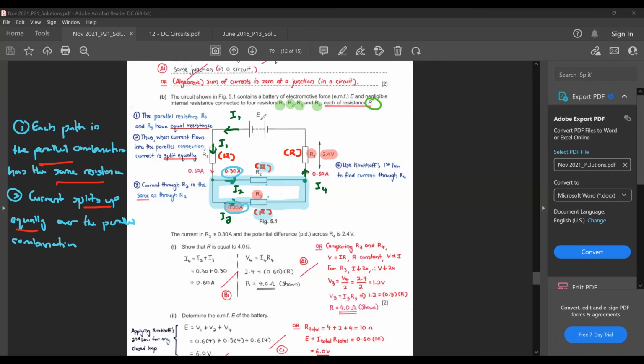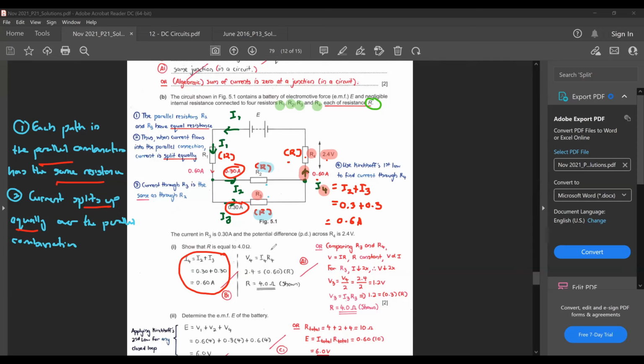Since I already realized that this part was 0.3 amps, this one must also be 0.3 amps. Eventually I can come to this relation. Just now I said that this one is I4, right? I4 is the same as I2 plus I3. In my case, it will just be 0.3 plus 0.3, giving me 0.6 amps. This is the working over here. Now, I know the current through my R4 is 0.6 amps, and I know the PD across it is 2.4 volts. I can subsequently work out what R itself is.